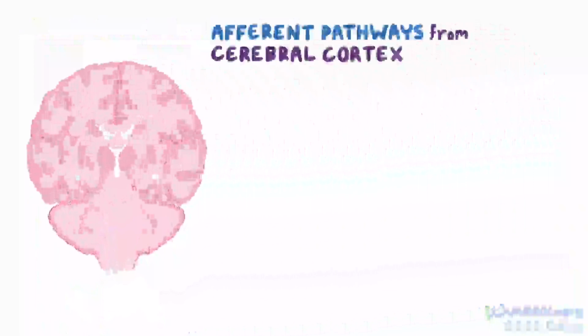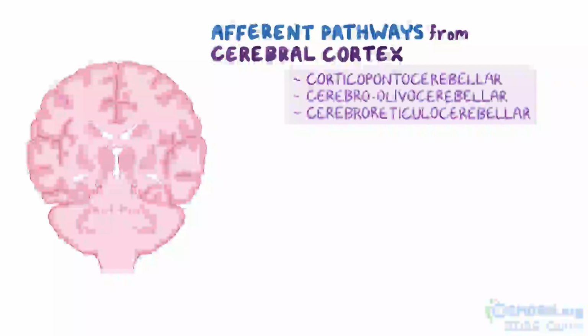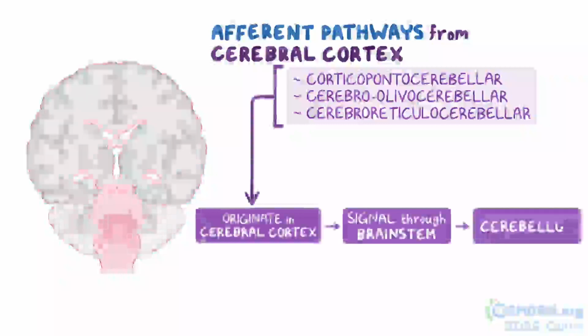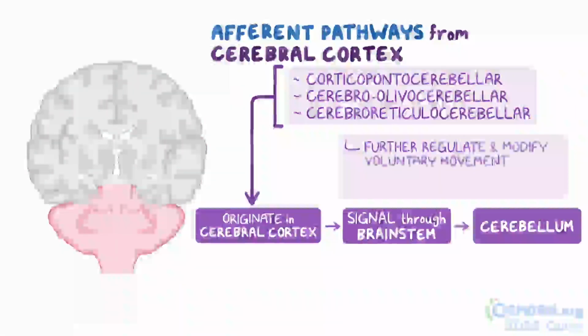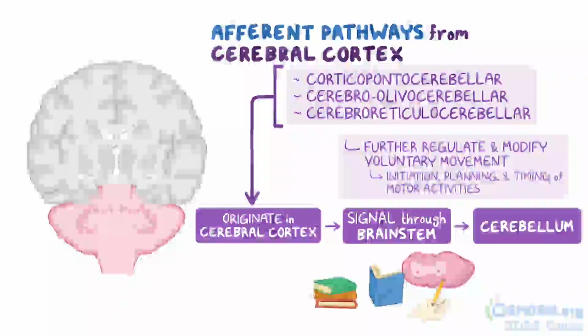Let's now move on to the afferent pathways from the cerebral cortex to the cerebellum, which include the corticopontocerebellar, cerebro-olivocerebellar, and cerebro-reticulocerebellar pathway. Talk about your tongue twisters. Okay, now these pathways, originating in the cerebral cortex, signal through brainstem structures to reach the cerebellum and allow for these areas to communicate to further regulate and modify voluntary movements. For example, the initiation, planning, and timing of motor activities. This information is important to the cerebellum to know so that it can take part in making the appropriate adjustments and modifications to that plan for synergy and overall motor coordination.